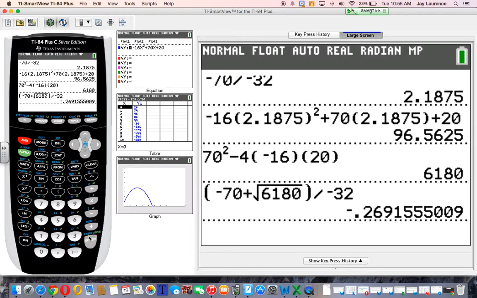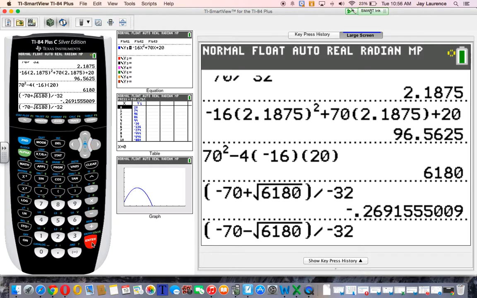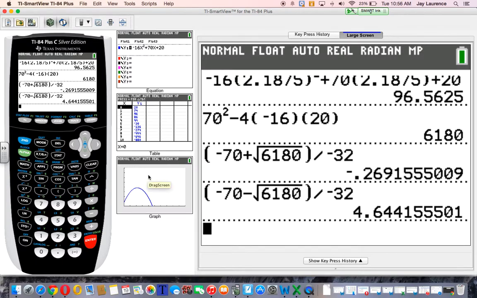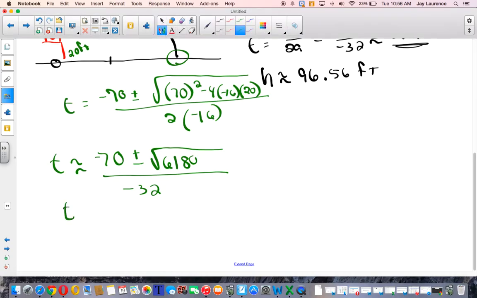So now I'm going to do the same problem, except I'll change that plus root 6180 to a minus root 6180. And this should get me the positive time. And there it is. It looks like about 4.6400 of a second. So when I do that, t is going to be approximately 4.64 seconds. All right, so that's the value right here.